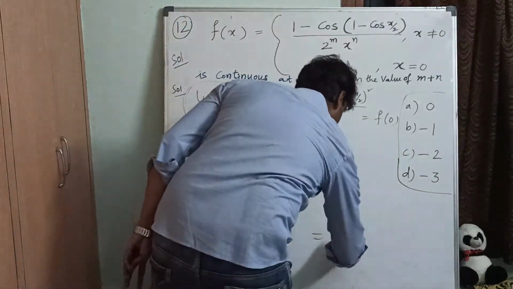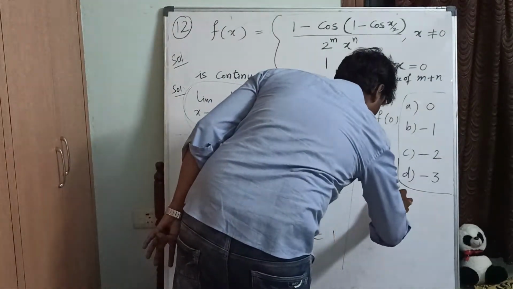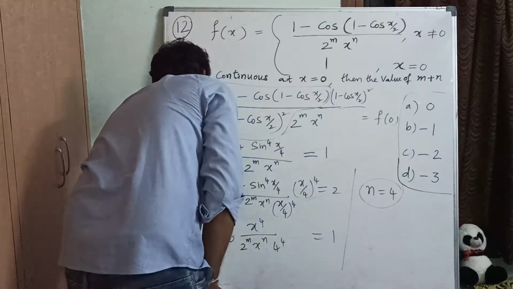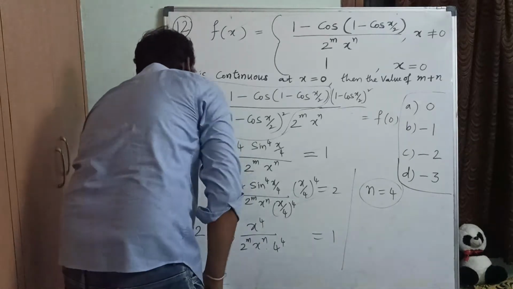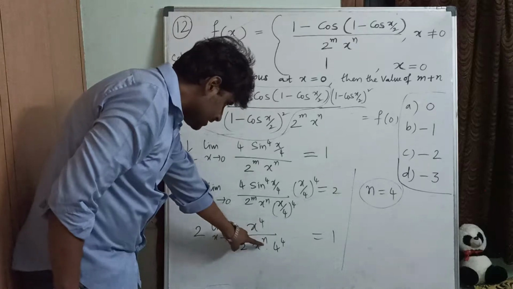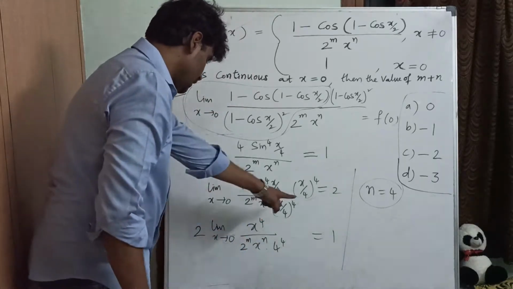So that means the n value must be 4 in this. Clear? So n value must be 4 in that. Correct or not? Okay. Now here x power 4, x power n. So these two must be the same. So n value must be 4.